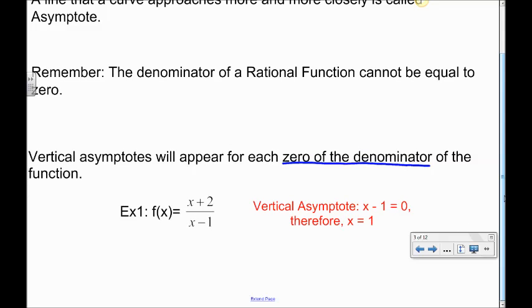It's a bit like the domain. Remember with domain, if we were trying to find the domain of this function, we said x minus 1 cannot equal 0. If we add 1 to both sides, we get that x cannot equal 1. So that's our domain.